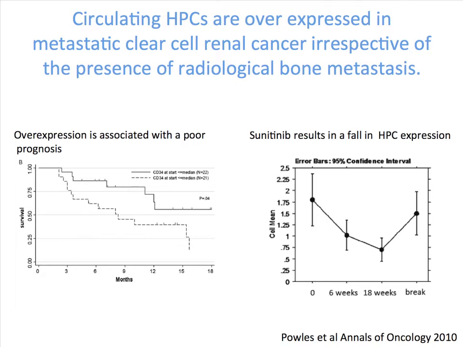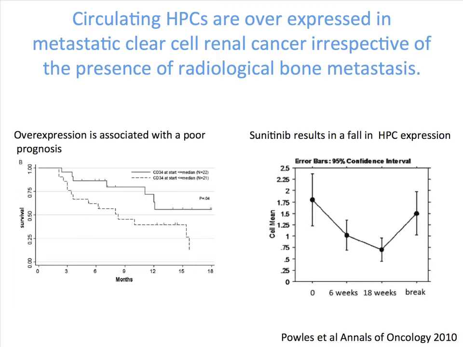And indeed, if you look in detail at these hematopoietic progenitor cells, you can see they are overexpressed in the serum of patients with renal cancer, and indeed this overexpression is associated with a poor prognosis in metastatic disease. And one of the interesting things is when you give Sunitinib, you can decrease their expression, and then if you stop Sunitinib, it results in a rebound.